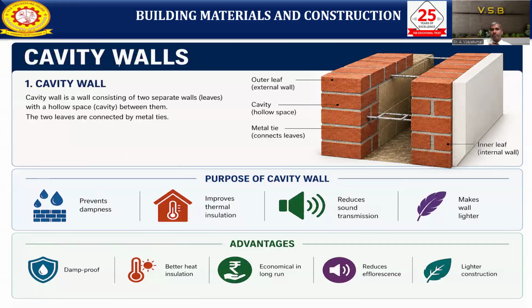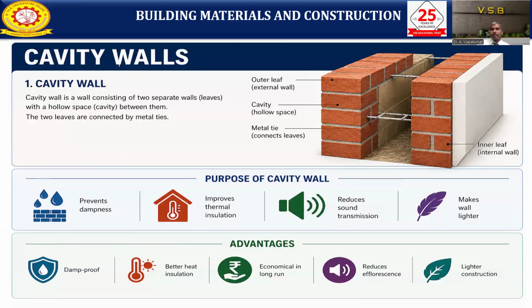These two leaves are connected with metal ties. Now see the image: in between the two walls, we connect them with the metal ties. That metal tie takes care of the two leaves. There will be the outer leaf, then the inner leaf, connected by metal ties, then the cavity inside with the hollow space. So this is the process for cavity walls.